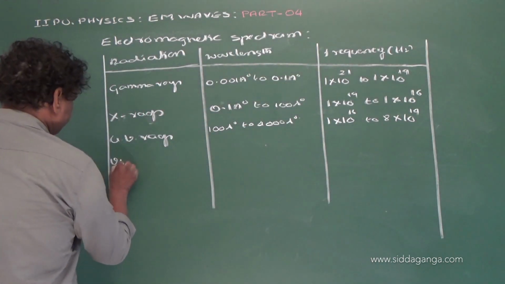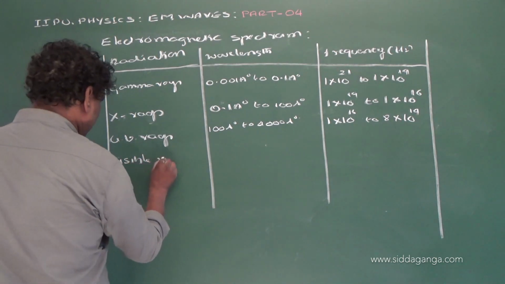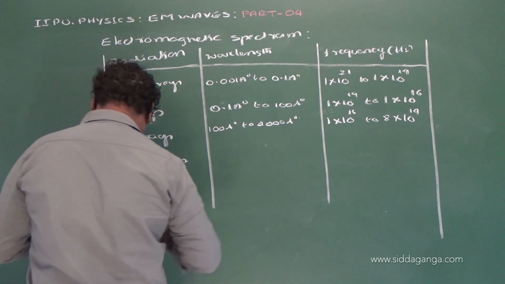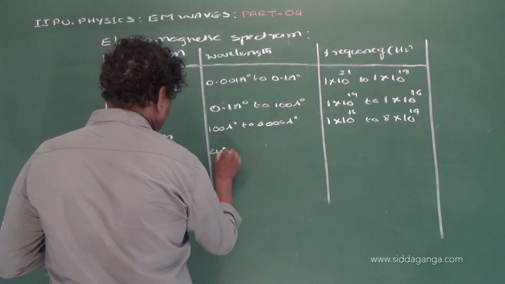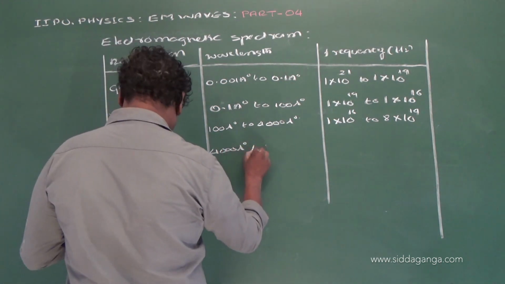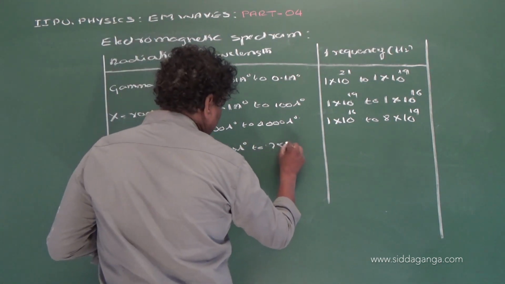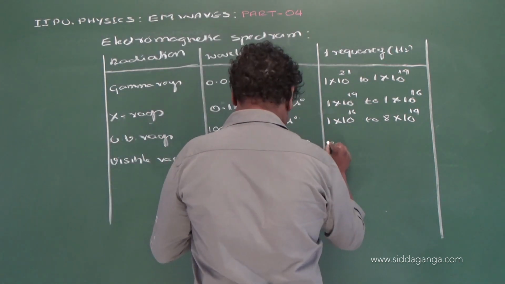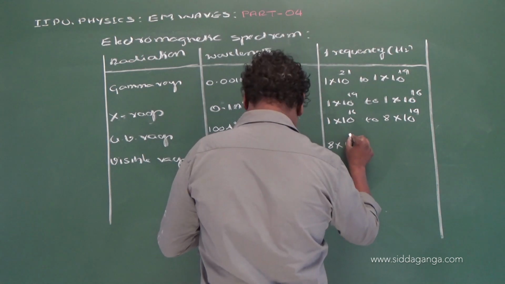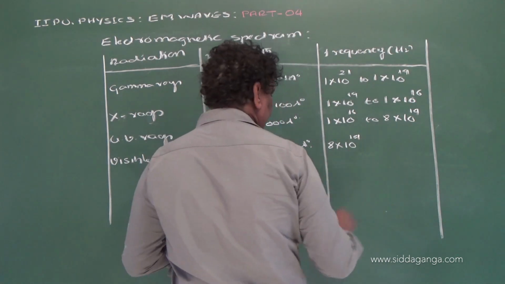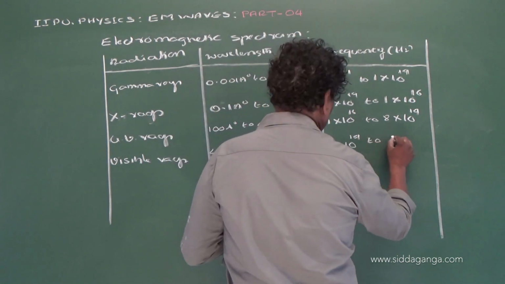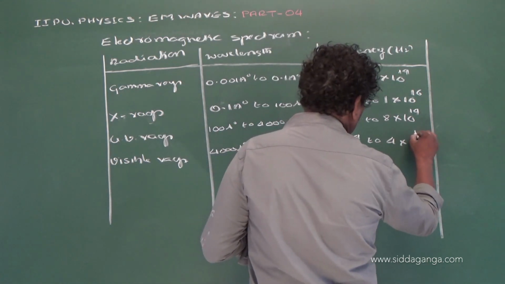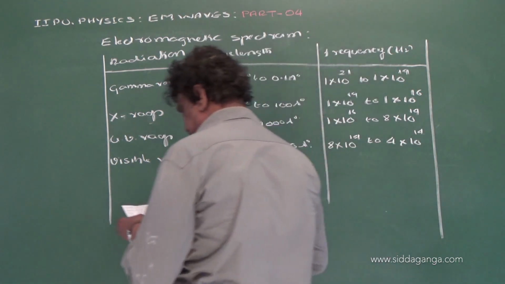Now visible rays, they have wavelength range from 4000 angstrom unit to 7500 angstrom unit, and they have the frequency range 8 into 10 raised to the power of 14 to 4 into 10 raised to the power of 14 hertz.